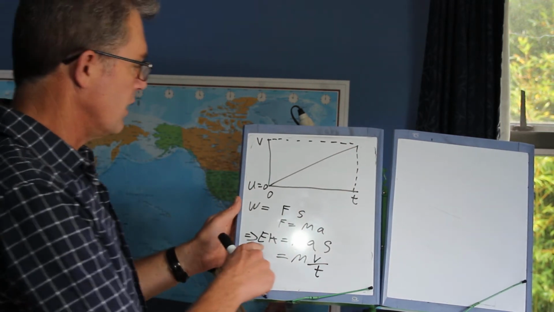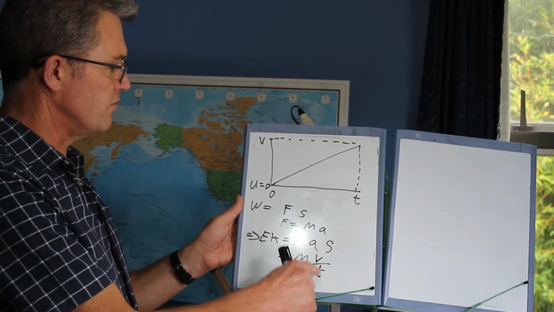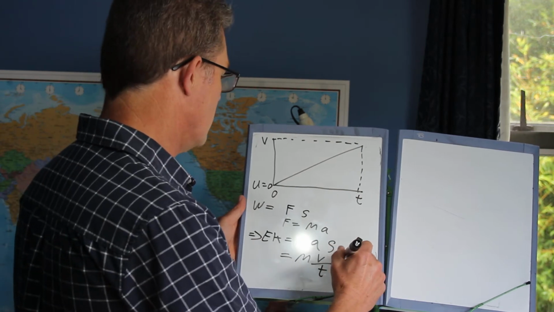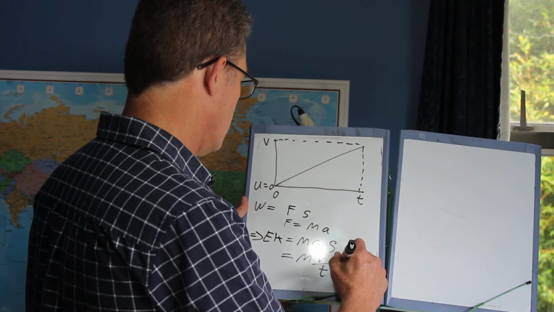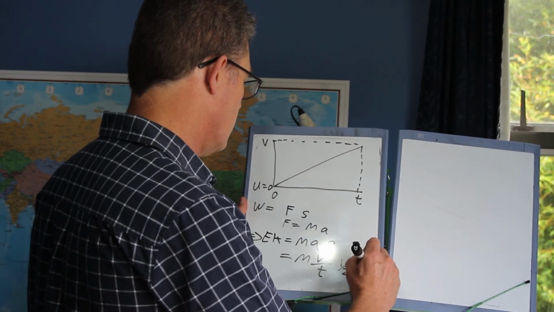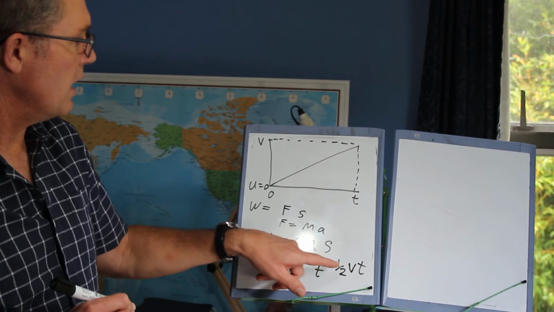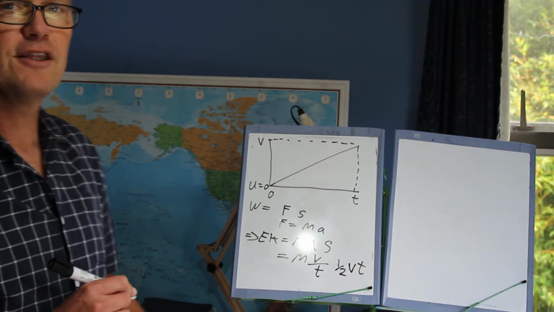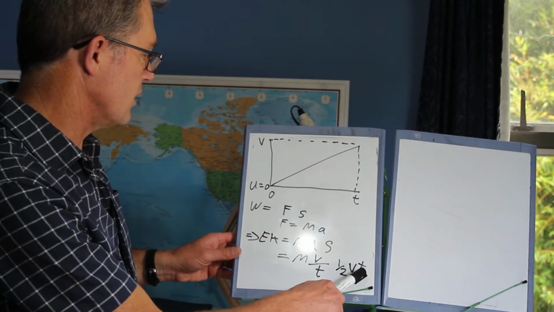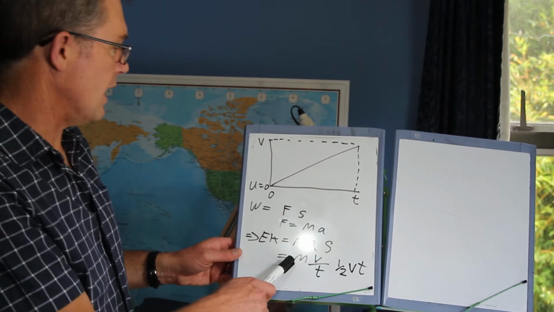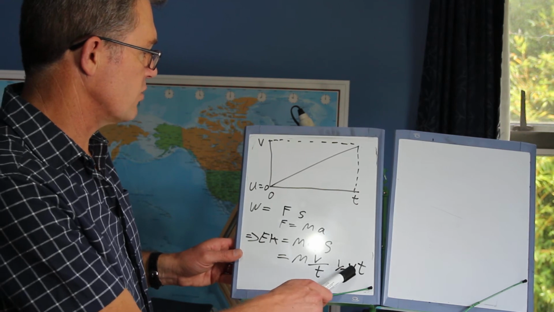So when we say kinetic energy equals mass times acceleration times distance, it'll be mass times v over t times half v times t. Mass times v over t times average speed times t. Now when you look at that, you can see some things are going to cancel out. So t and t are going to cancel out. So you're going to end up with mass times speed times half times speed.